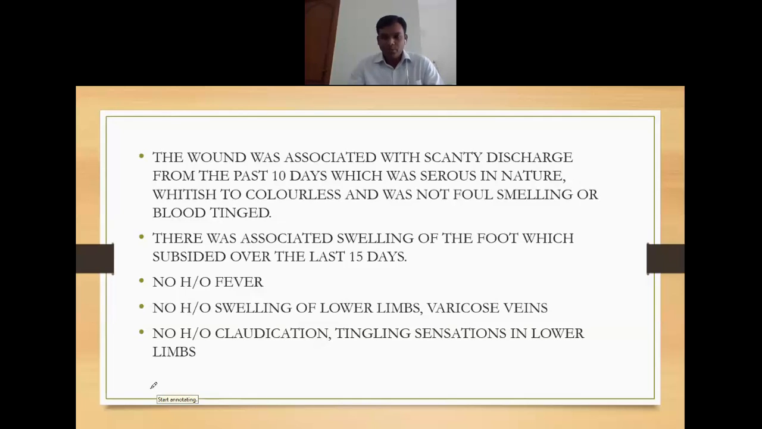At this point you want to know that. If it is colored, you want a brief idea: greenish means it is Pseudomonas, usually yellowish, or sometimes even gray discharge might come, like there is some necrotic tissue in the ulcer. That much of an idea you want to get from this history. So whitish to colorless will never give you anything. If it is whitish also, you are not going to get anything. So whitish to colorless is not necessary.